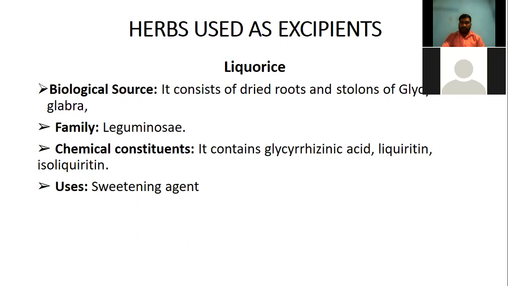There will also be liquidine and isoliquidine, which are other chemical constituents that may be present in the licorice, but basically it is used as a sweetening agent. Licorice is also used in beer for the foaming property, because it contains steroidal saponins. So these are the uses.